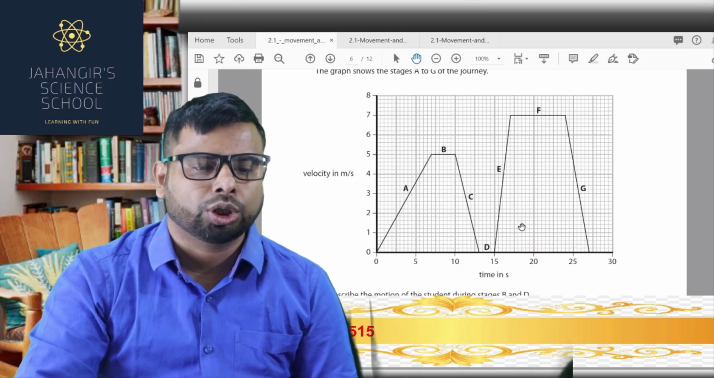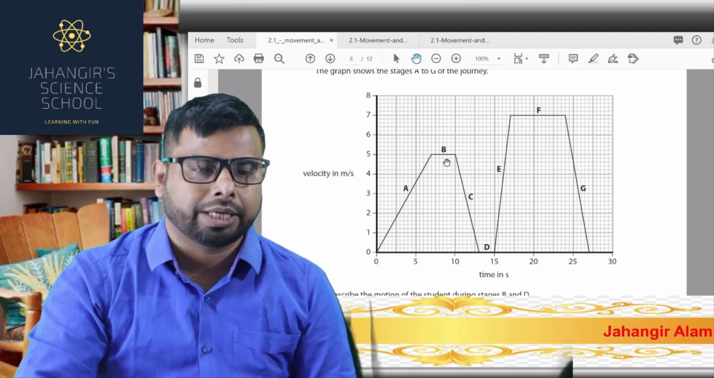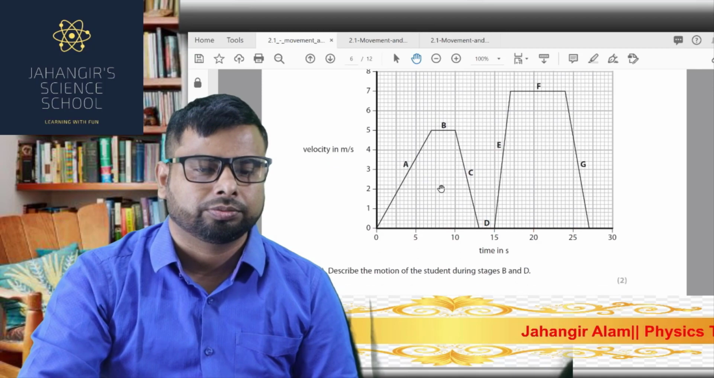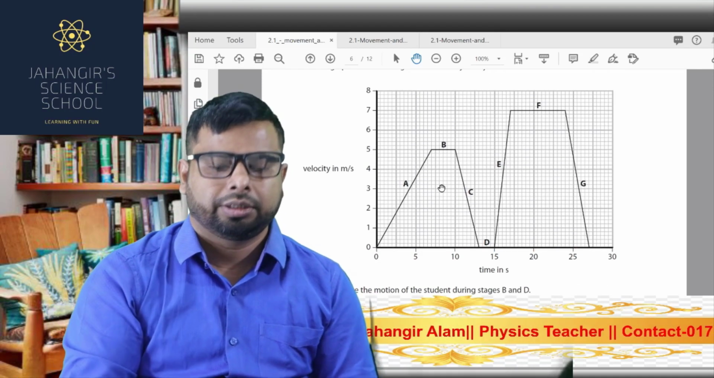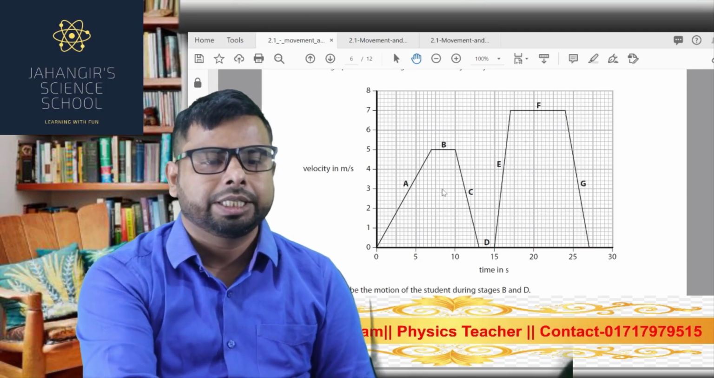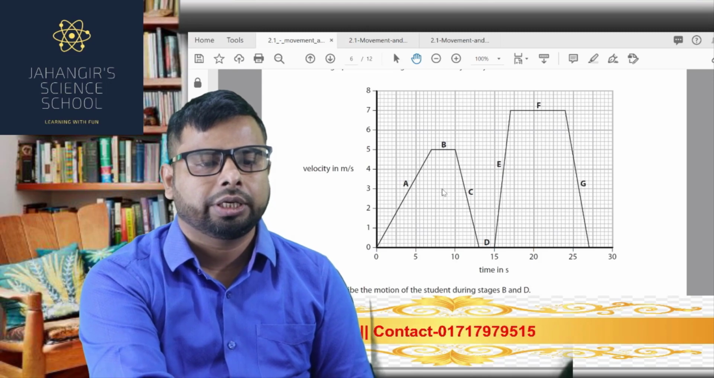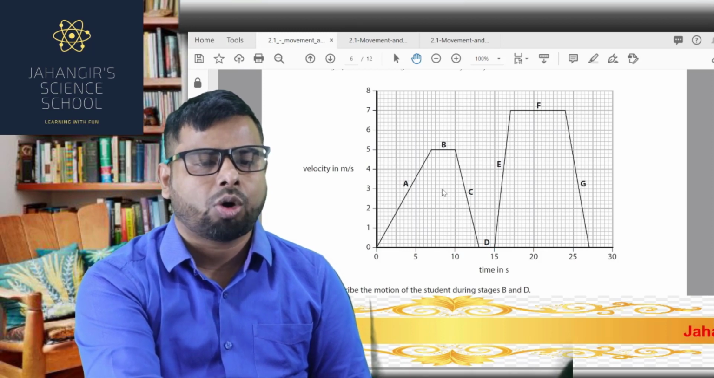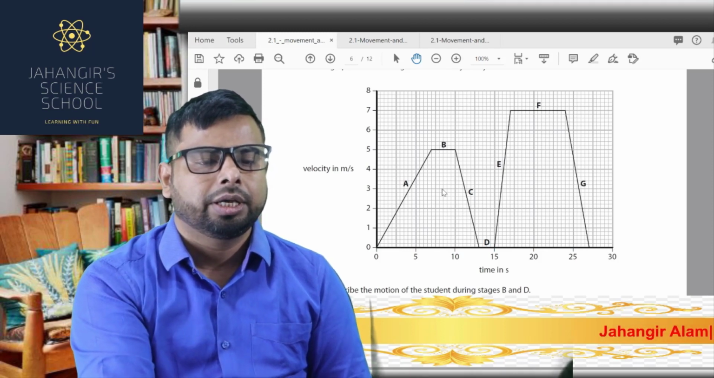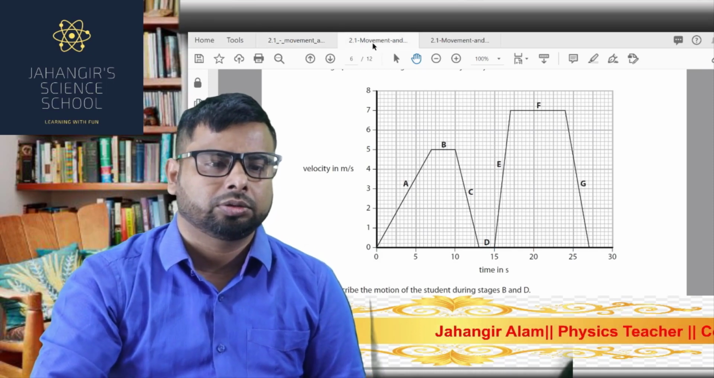Describe the motion of the student during B and D. Look at the graph first. It is a velocity time graph. At B, the velocity remains the same, 5 meter per second for a while. So it is a constant velocity. And at D, the velocity is 0, so it represents at rest.